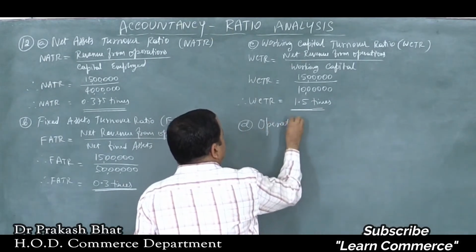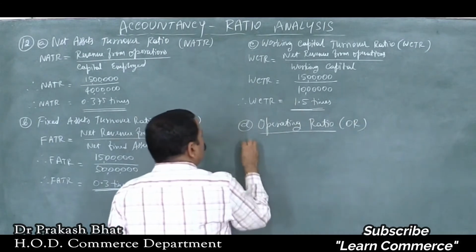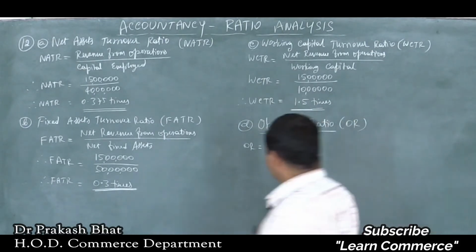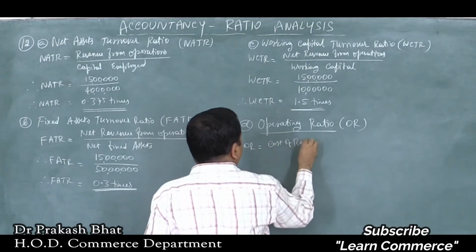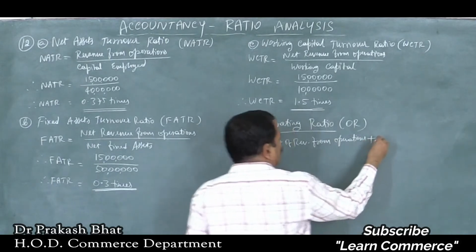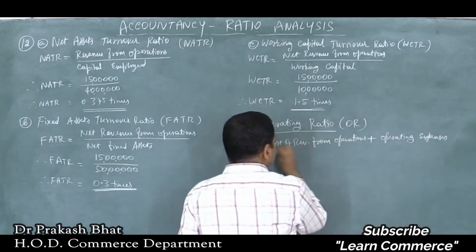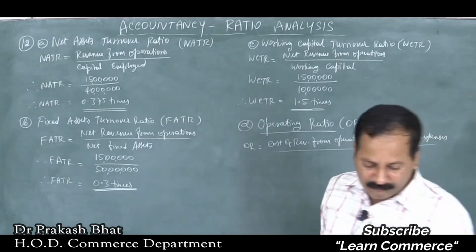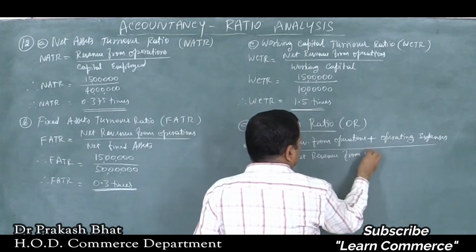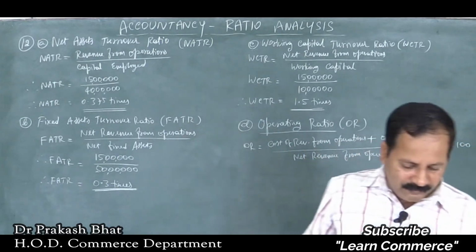Operating ratio, that is OR. OR is equal to, write the formula, operating ratio is equal to cost of revenue from operations plus operating expenses divided by net revenue from operations into 100. Now substitute the figures.